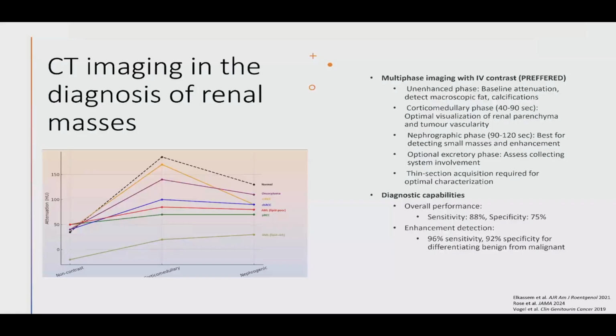Thin section acquisition is also important because it allows for optimal characterization of lesions. In terms of its diagnostic abilities, CT performs generally well in the overall diagnosis of renal masses.